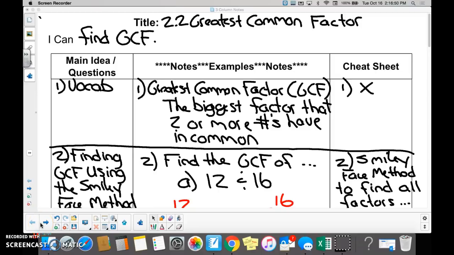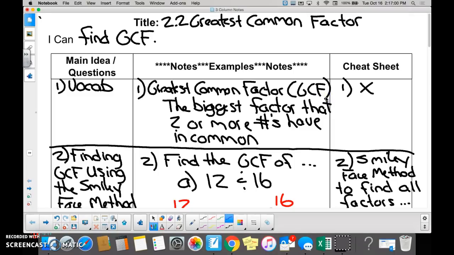2.2 greatest common factor. I can find GCF. You guys all able to find GCF now? Yes! GCF can also be abbreviated. Our greatest common factor can also be abbreviated using GCF. And the definition for number 1 is the most important. It is the biggest factor that 2 or more numbers have in common.